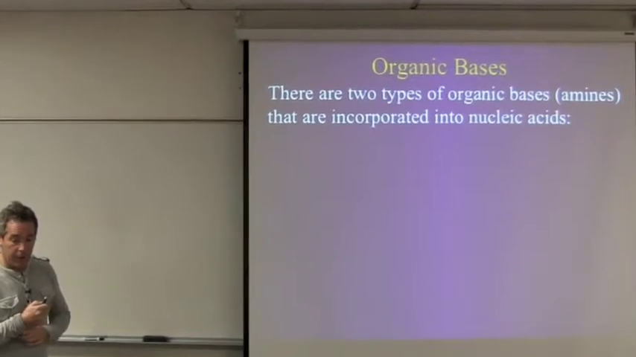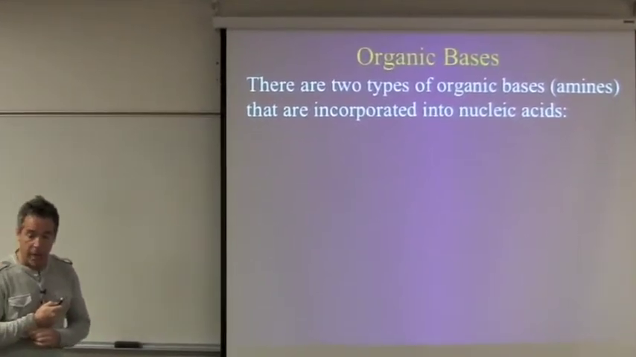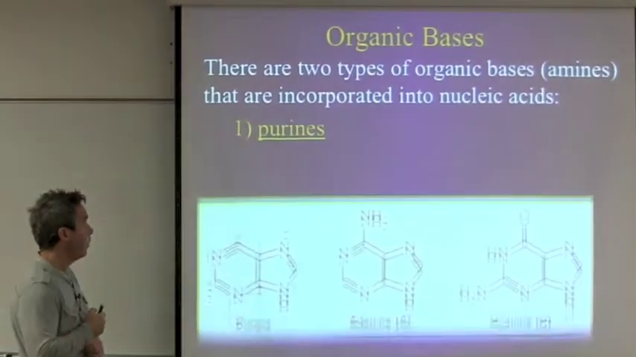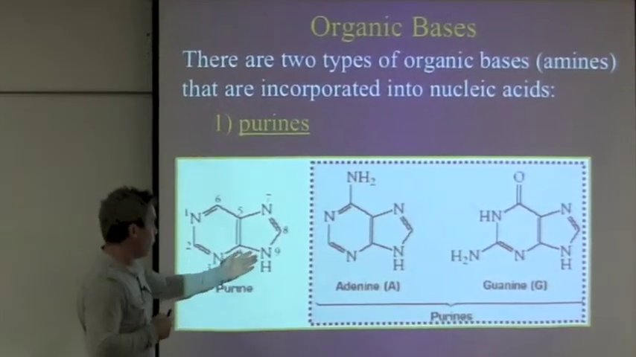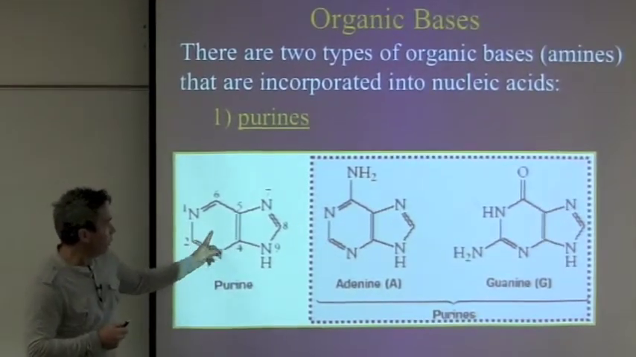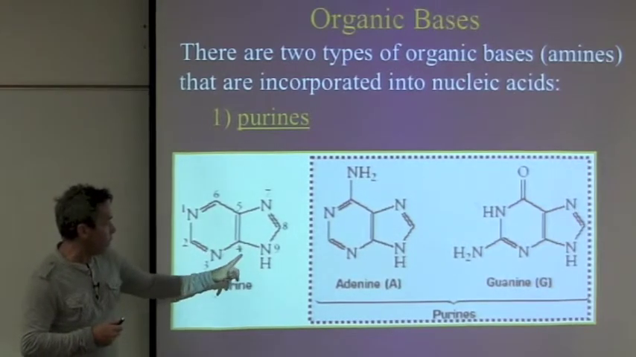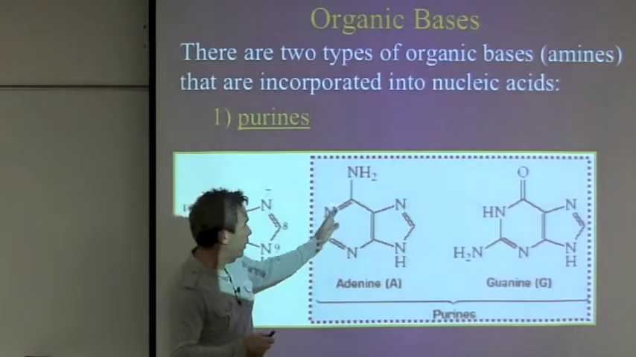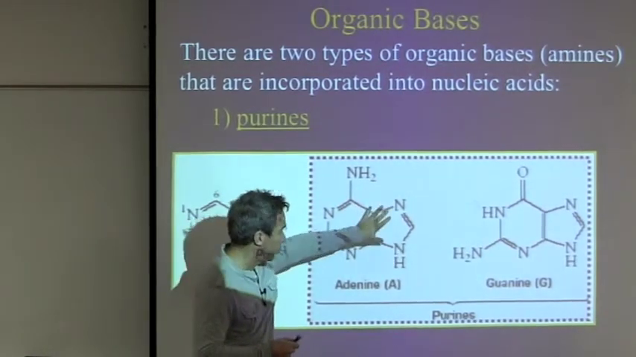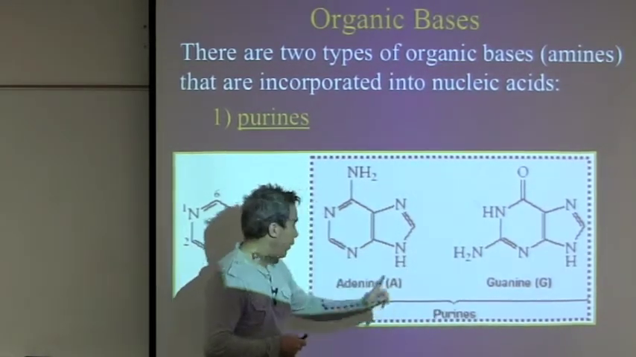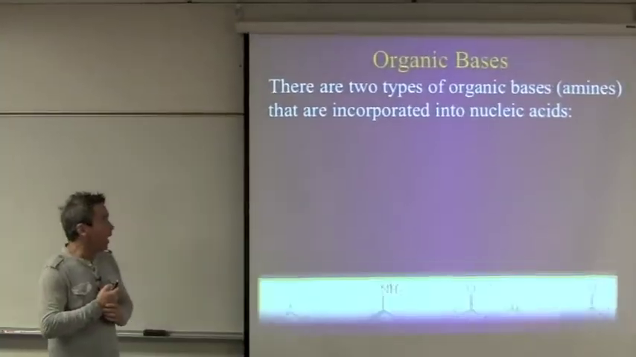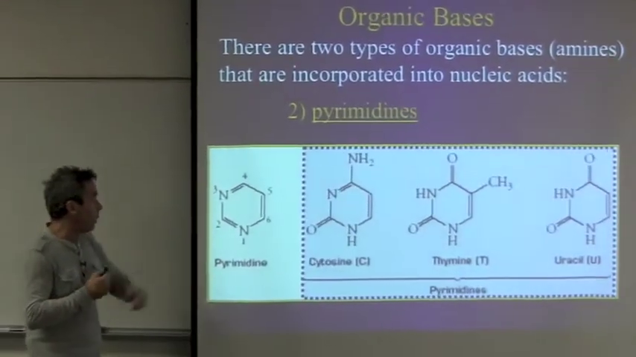We could divide these organic bases up into 2 categories based on how many ring structures there are in them. This is a molecule called purine. Notice there's 2 ring structures, a 6-member and a 5-member. So the organic bases with this basic ring structure, a 6 and a 5, are called purines. There's 2 of them, adenine and guanine. The other category are called pyrimidines.